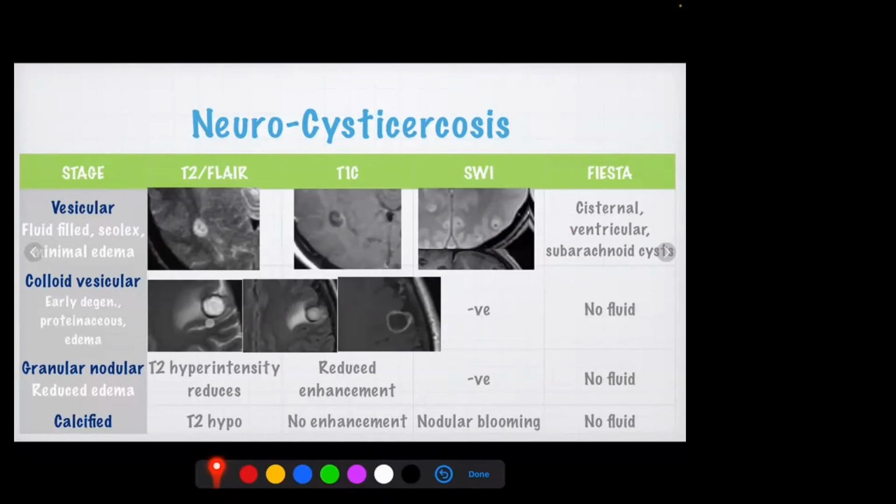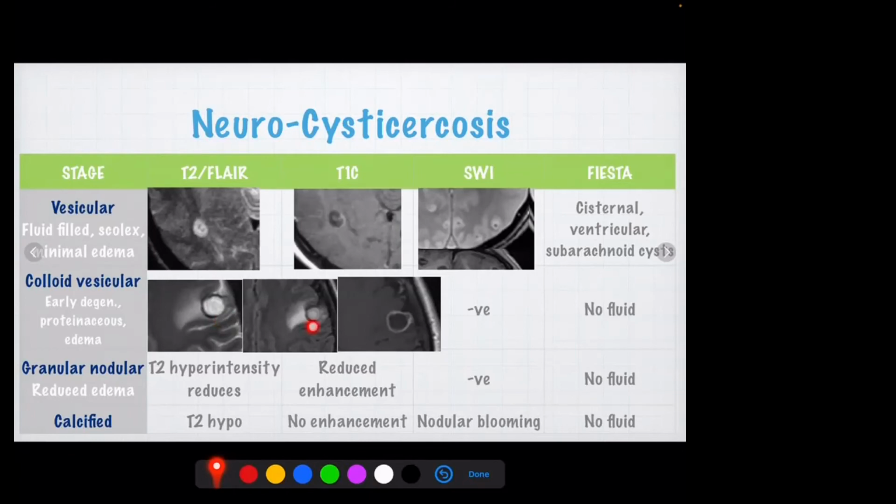More difficult is the colloid vesicular stage, because in the vesicular stage we would see the scolex by these sequences quite reliably. The difficult one is the colloid vesicular stage, where the scolex is degenerated. There is no scolex. We see only the lesion, but the lesion is still more fluid compared to what a tuberculoma or some other lesion would be. But this is more fluid, and hence T2 hyperintense, and would attenuate on FLAIR.